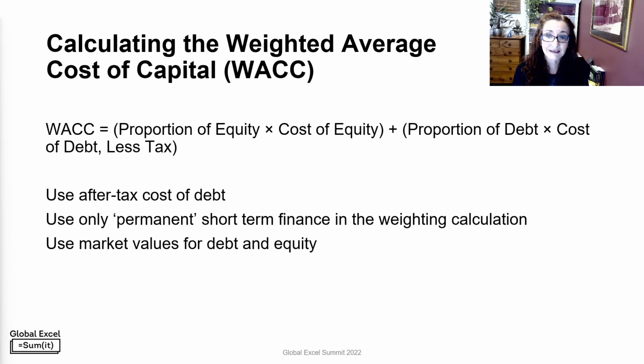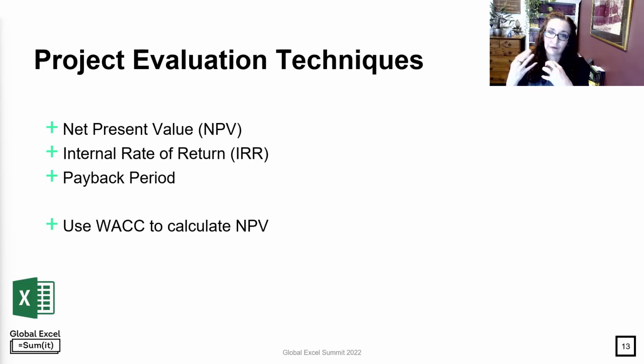So if you do need to calculate the weighted average cost of capital, or the WACC, going back to finance studies, you may recall from university, this is how we calculate the WACC. Make sure you use the after-tax cost of debt and use market values for those. So once you've got those, you can then calculate your NPV. So let's jump into Excel now and have a look at how to do that.